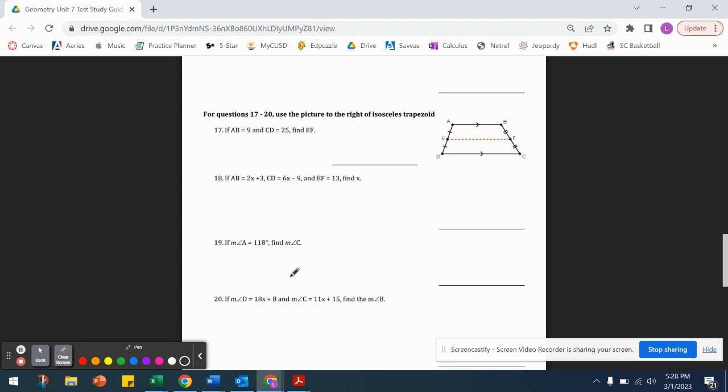Number 20 says D is 8x plus 8 in C. Again, you've got to know that base angles are always going to be the same. So what are you going to do here? You're going to go 18x plus 8 is going to be equal to 11x plus 15. Subtract the x over, 7x equals, subtract the 8 over, 7, which means that x equals 1.